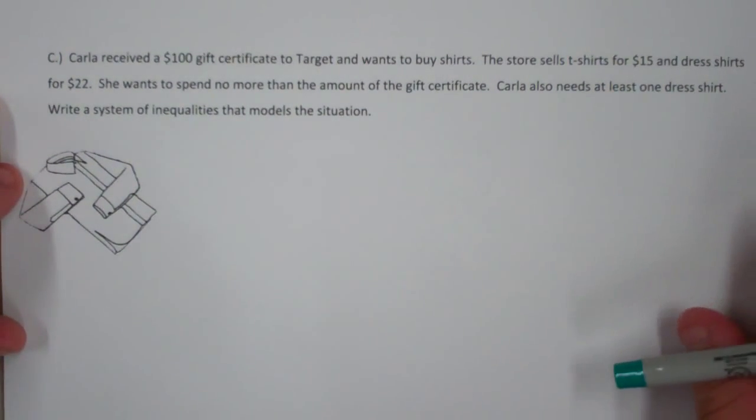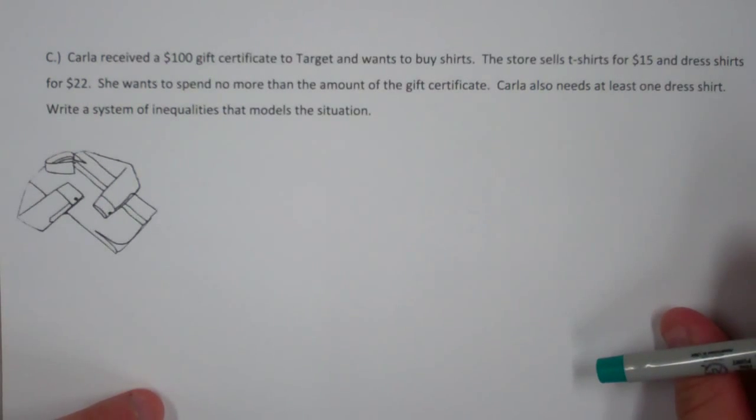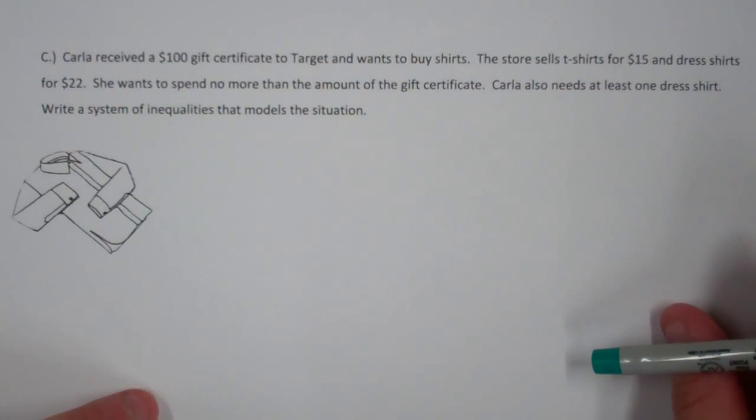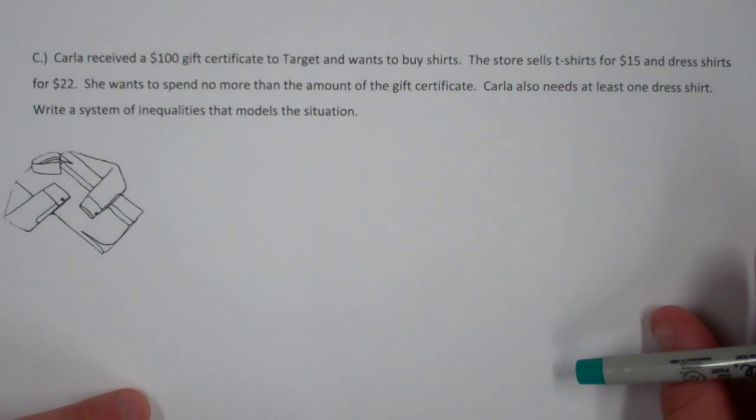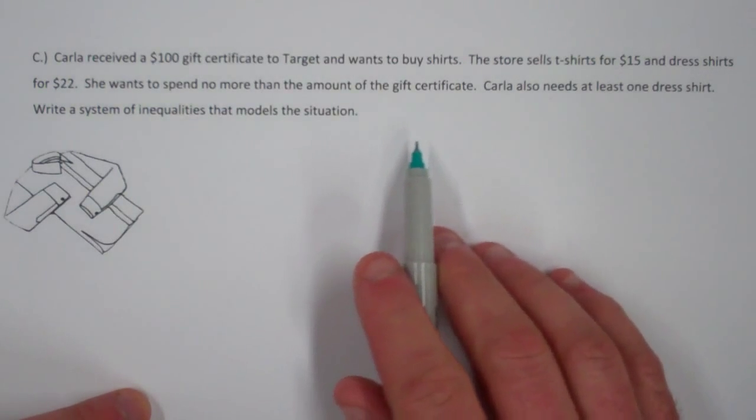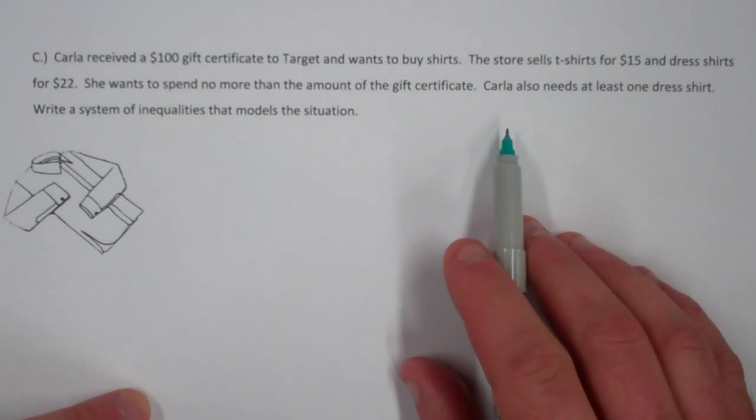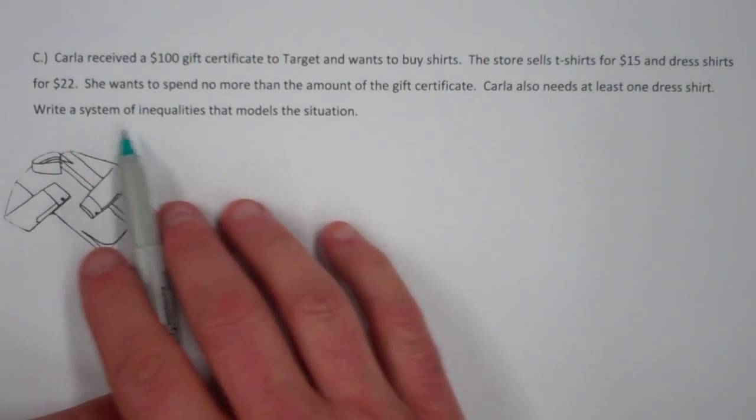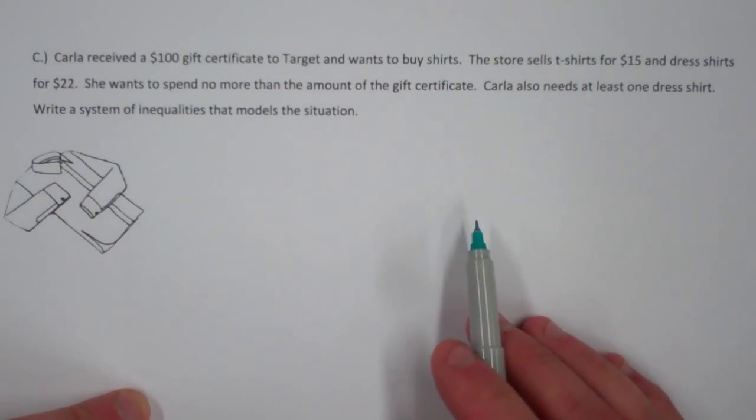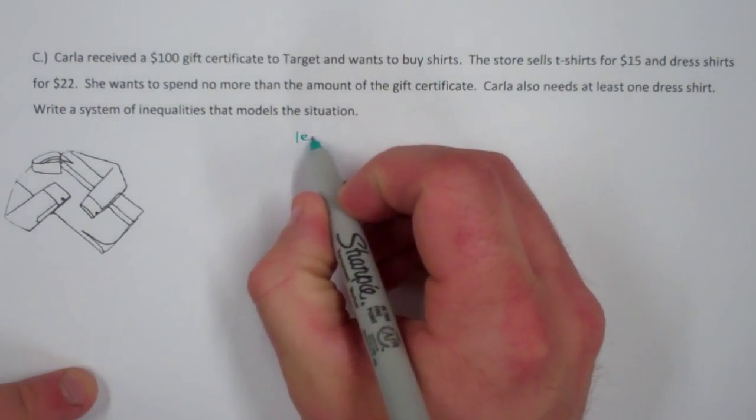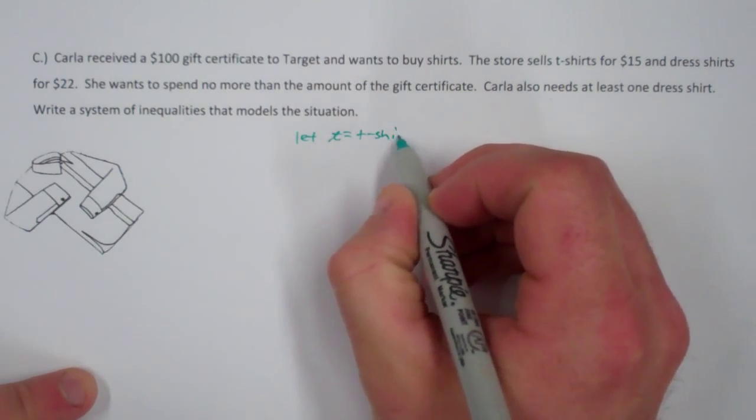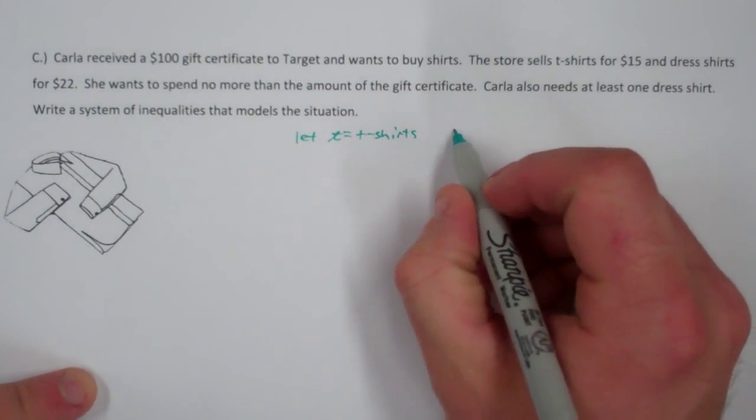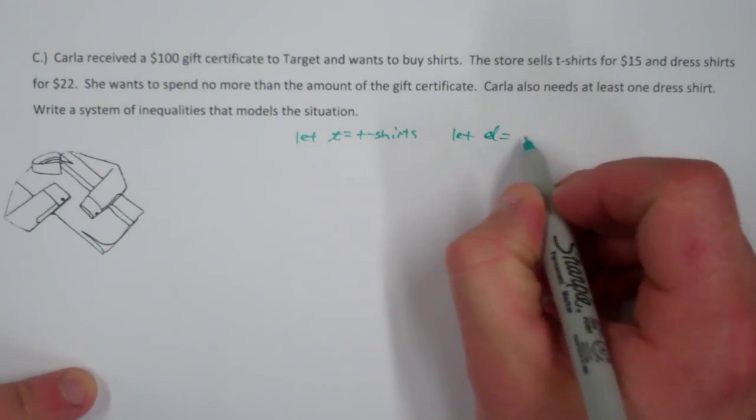In example C, Carla received a $100 gift certificate to Target and wants to buy shirts. The store sells t-shirts for $15 and dress shirts for $22. She wants to spend no more than the amount of the gift certificate. Carla also needs at least one dress shirt. And again, here we'll write a system of inequalities that models this situation. So as we think about this, we could let T equal the t-shirts, and that's an italicized T there, and we'll let D equal the dress shirts.